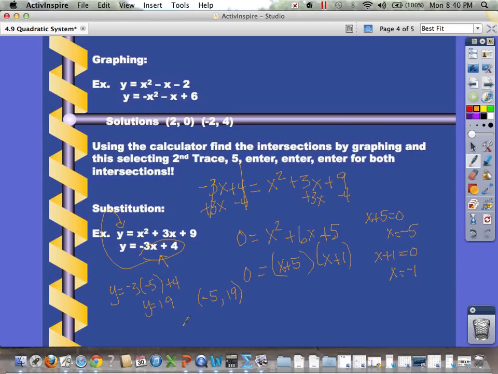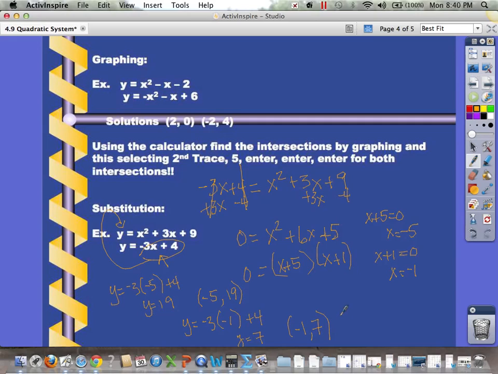All right, the next one I'm going to plug in is y is equal to negative 3, and I'm going to plug in this negative 1 plus 4. So that's negative 3 times the negative 1 is positive 3. 3 plus 4 is 7. So that's y is 7. So that makes that ordered pair negative 1, 7.